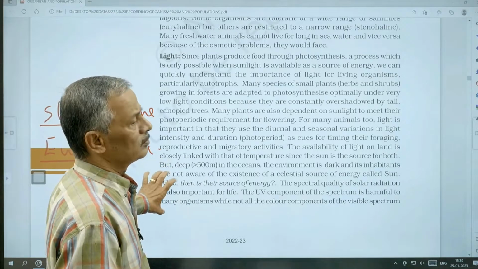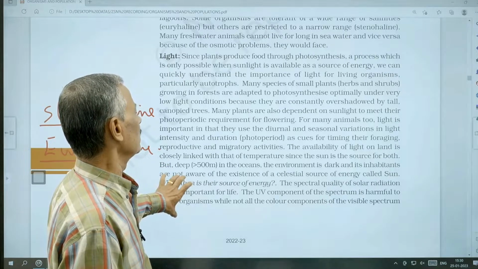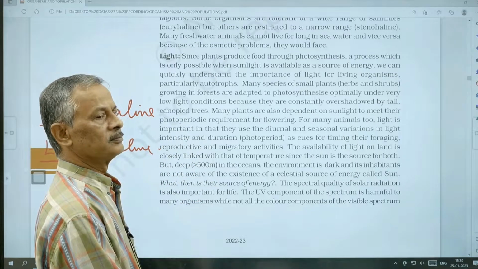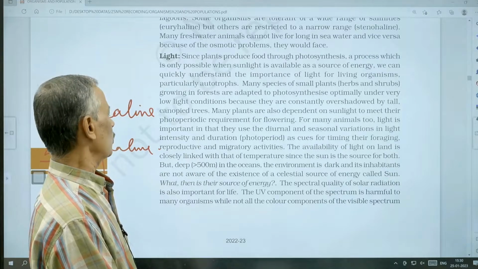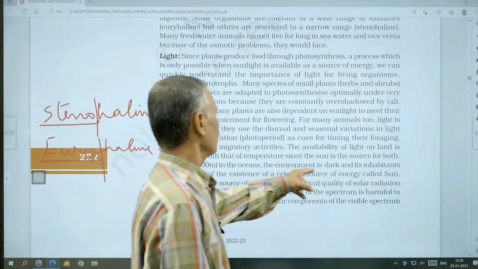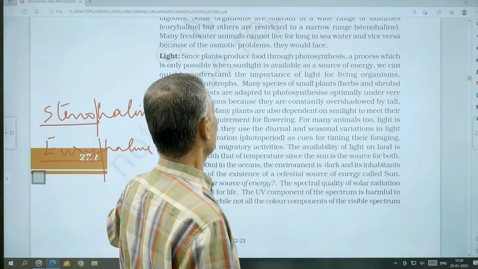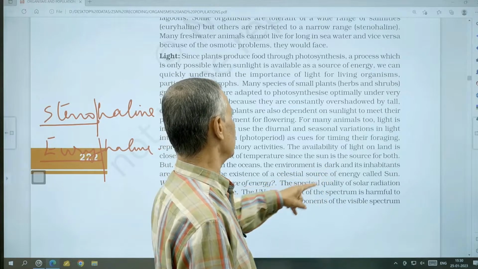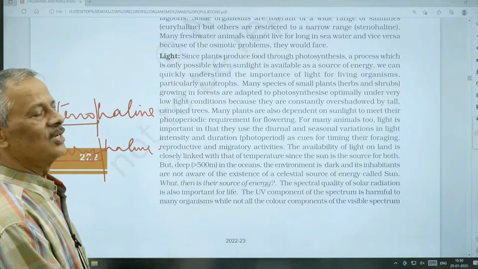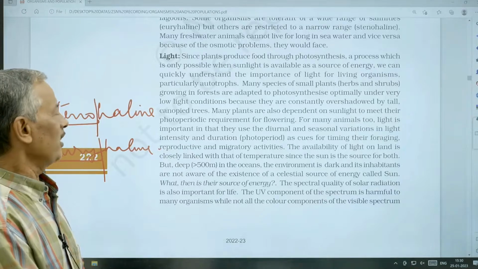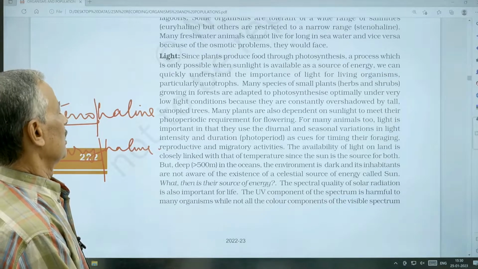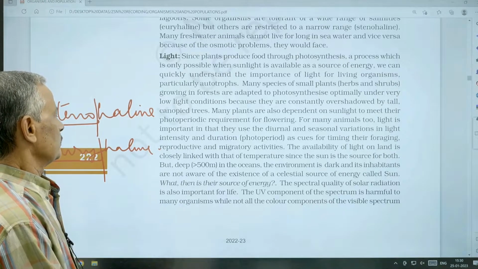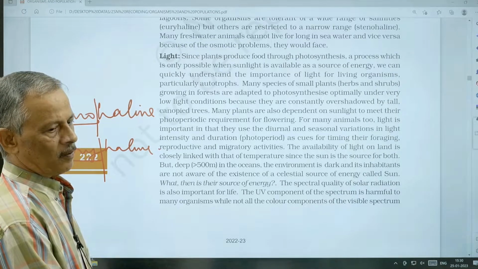In some parts of the world, as I told you earlier, it is perpetually dark. In the great depths of the ocean, the environment is dark and the inhabitants are not aware of the existence of a celestial source of energy called the sun, because neither heat nor light reach such deep areas. And how do they get their source of energy?